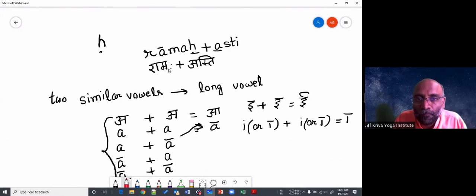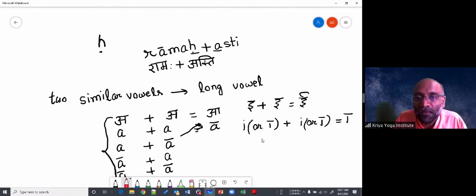So it never appears independently. It always follows a vowel, not a consonant. You can never have a visarga after a consonant sound. It will always be after a vowel sound. So in this case it is after akara, and the way you pronounce it is vamaha. It would be something of an exhalation sound.